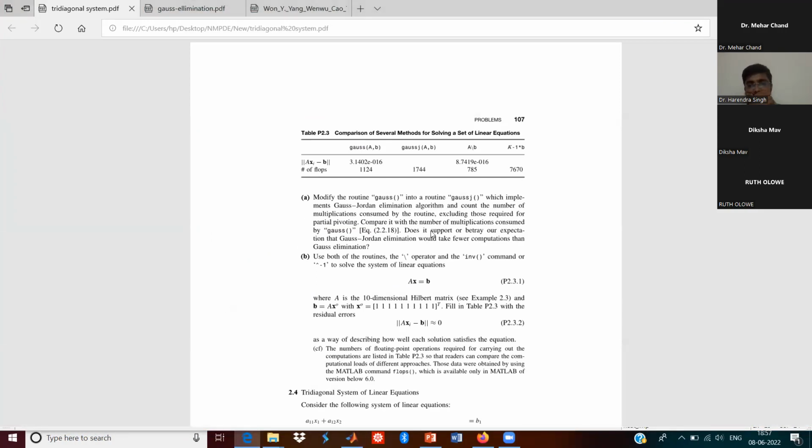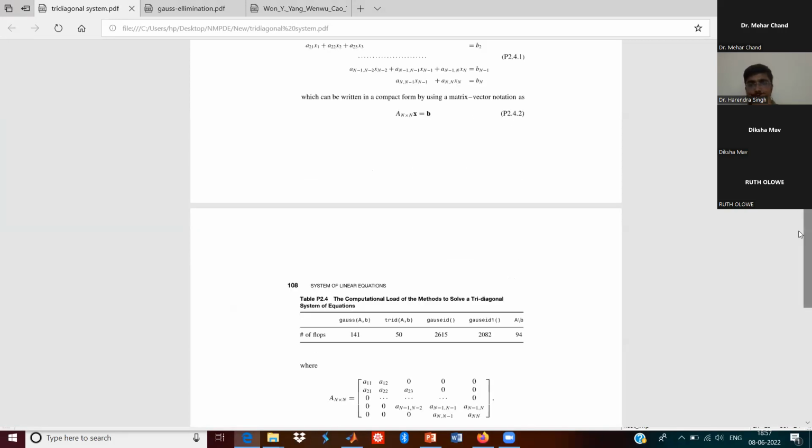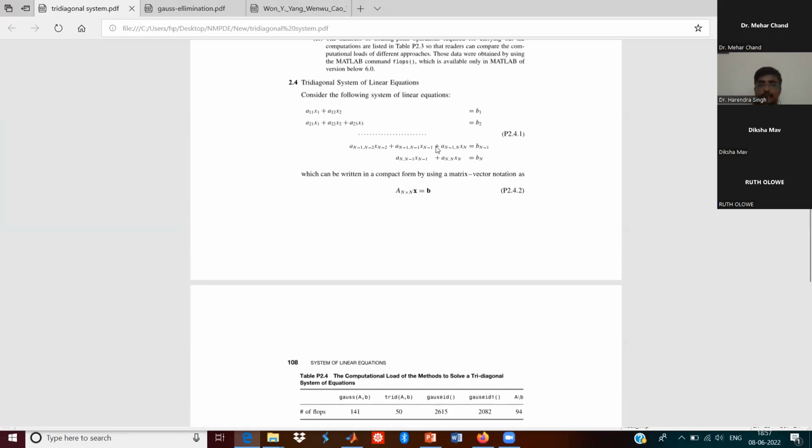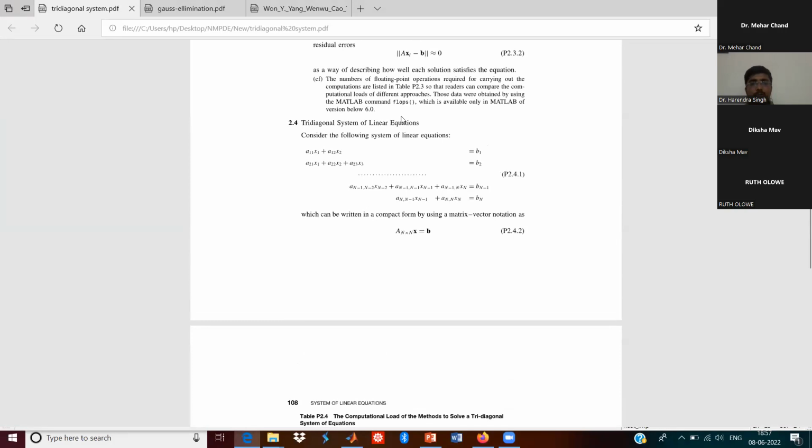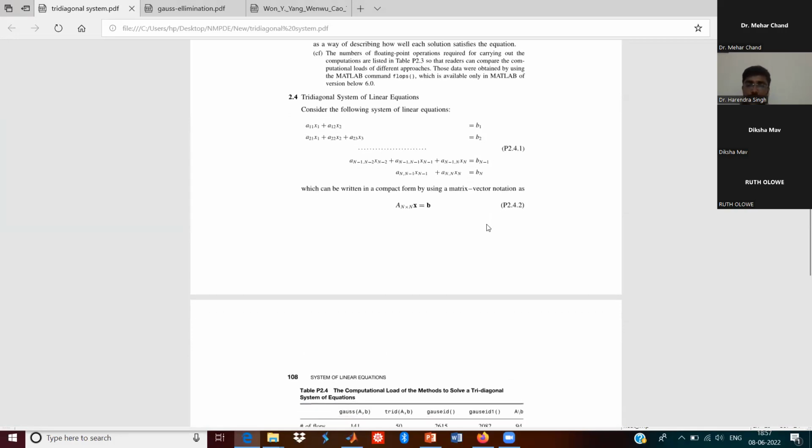Yeah, you can see the tridiagonal system Ax equal to B. A system of tridiagonal linear equations has this form: a11 x1 + a12 x2 equal to b1, where x1, x2 and so on are unknown, a11, a12 are the coefficient matrix, and this is the right hand side, which is also known.